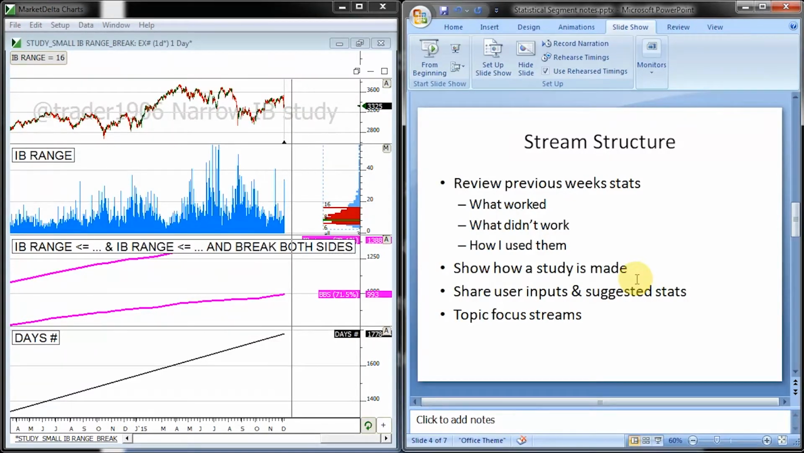And then every so often we'll have a topic focus stream. So the idea is I'm going to pick a market and we're going to pull it apart and really look at how that market trades. We'll look at what rotations it does, when it does those rotations, what time of day you should be focusing on that product, so you can really learn how to fully understand your product from a statistical standpoint.